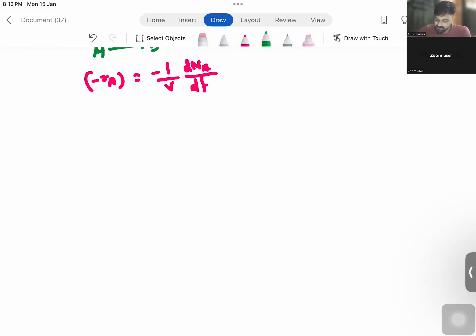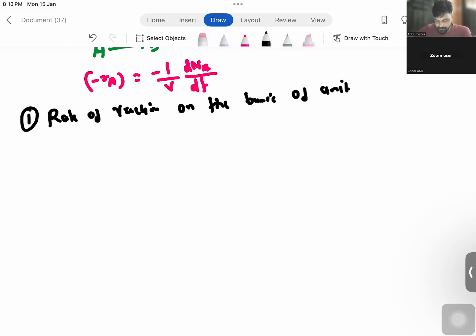So first I'll be talking about the rate of reaction on the basis of unit mass of solid, right? So generally I'll be denoting it as -rA dash. Obviously the reactant A is there, so that's why I'm writing in terms of A. So that is equals to -1 upon W dNA by dt.